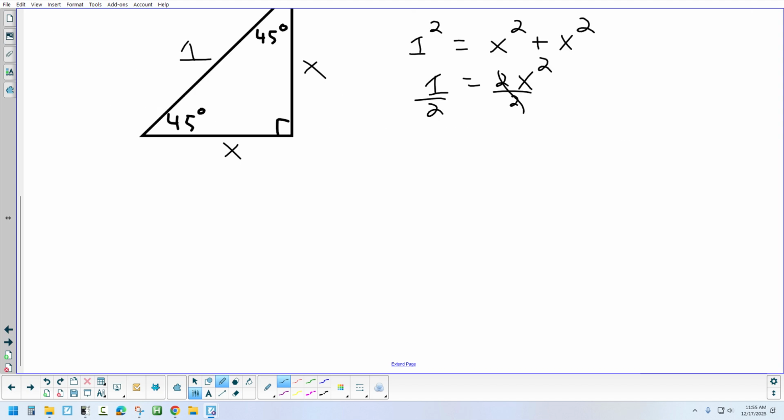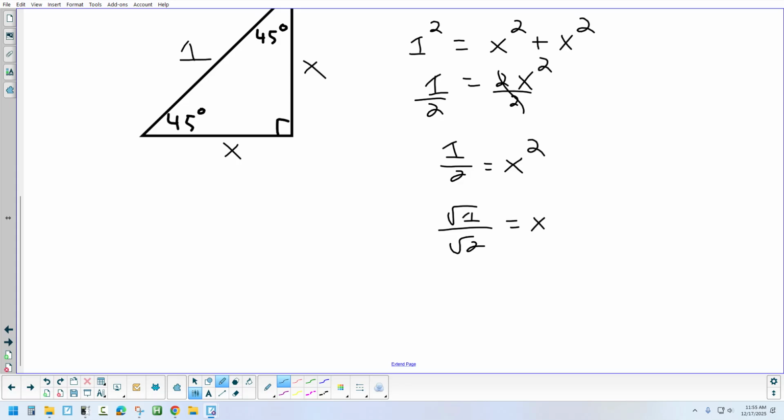So when we divide by 2, where did the square go on the 1? 1 squared is just 1. And now we still need to find x. So what do we have to do now? When you square root a fraction, you square root the top, and you square root the bottom.